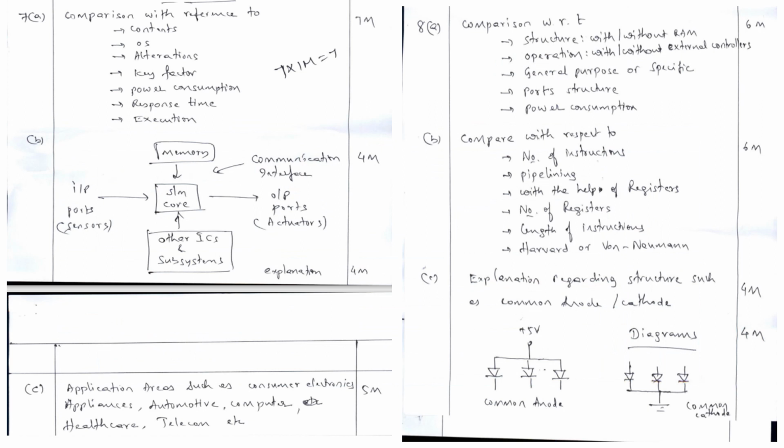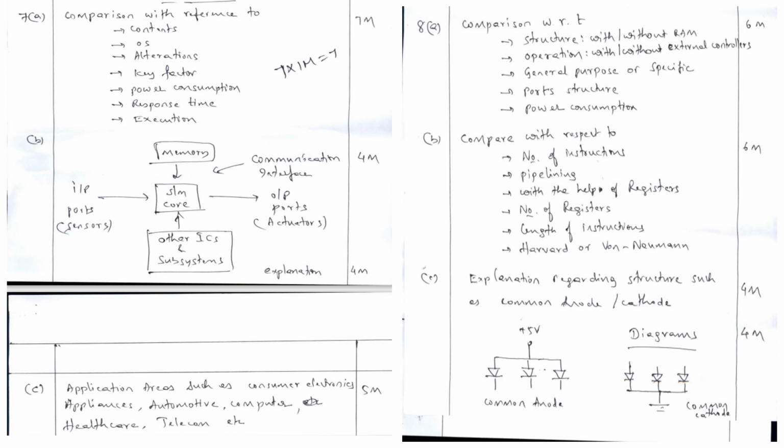So now the comparison between these is maybe based on OS, the key factors, power consumption, what is the response time, what is the execution, what are all the constraints, all those comparisons. If you compare each other in terms of expressions, then it carries 7 marks.